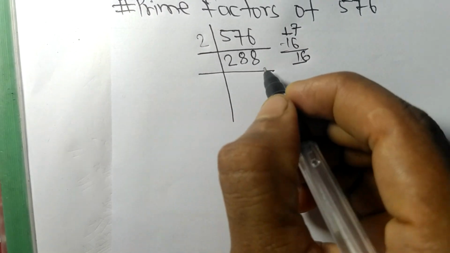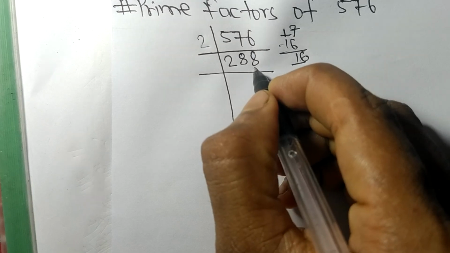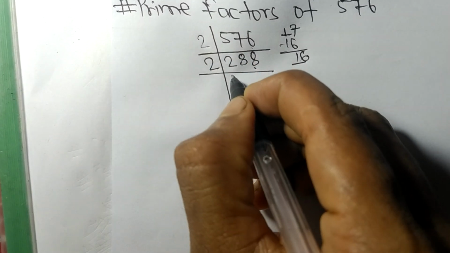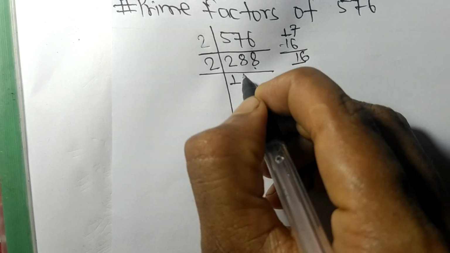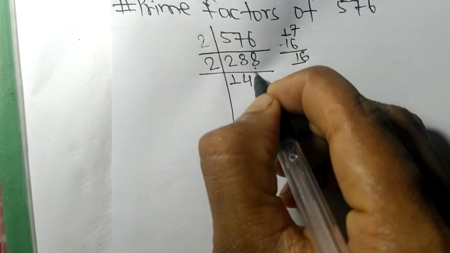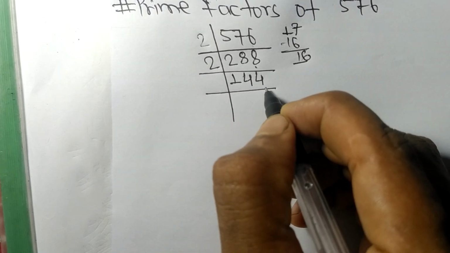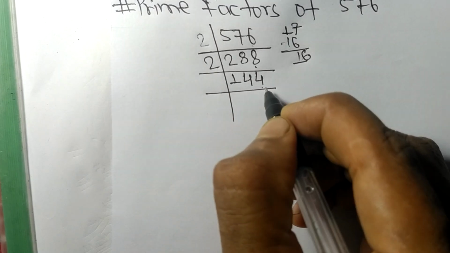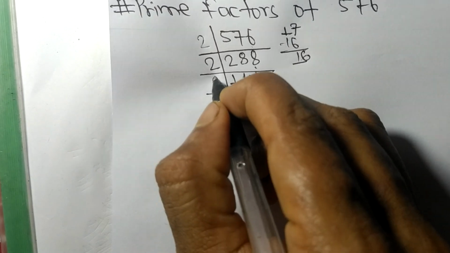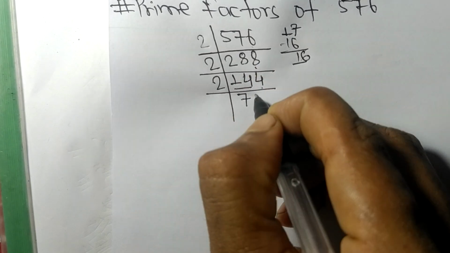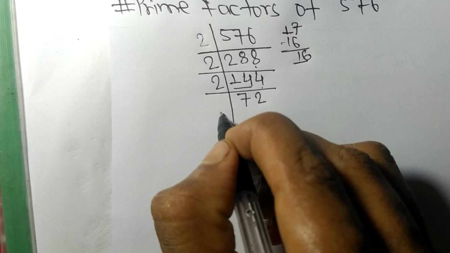Again we have even number 8 at the last, so it is divisible by 2. 2 times 1 means 2. 2 times 4 means 8. 2 times 4 means 8. Again we have even number 4 at last, so it is divisible by 2. 2 times 7 means 14. 2 times 2 means 4.